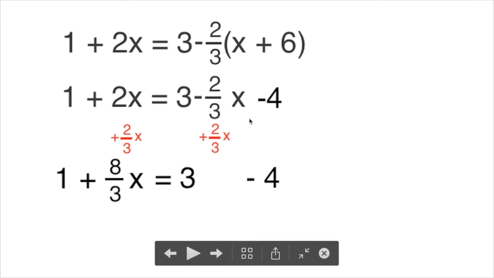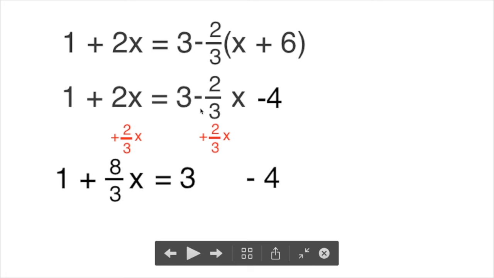then my equation looks like this. 1, it's just 1, because there's no x here, so we don't need to change that, plus 2x plus 2 over 3x. 2 and 2 over 3, when we add them together, we get 8 over 3x. So we're just adding the like terms, like we did with polynomials. So that's this side of the equation.